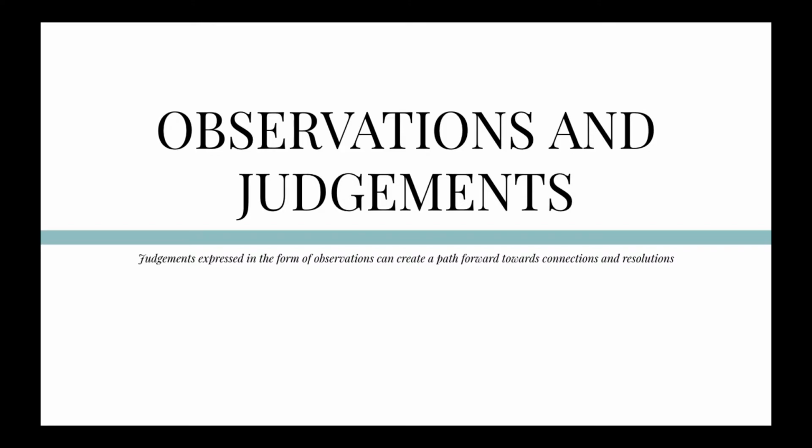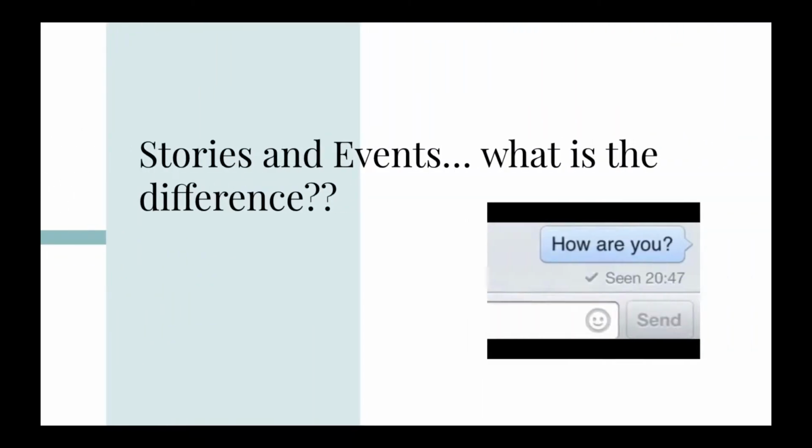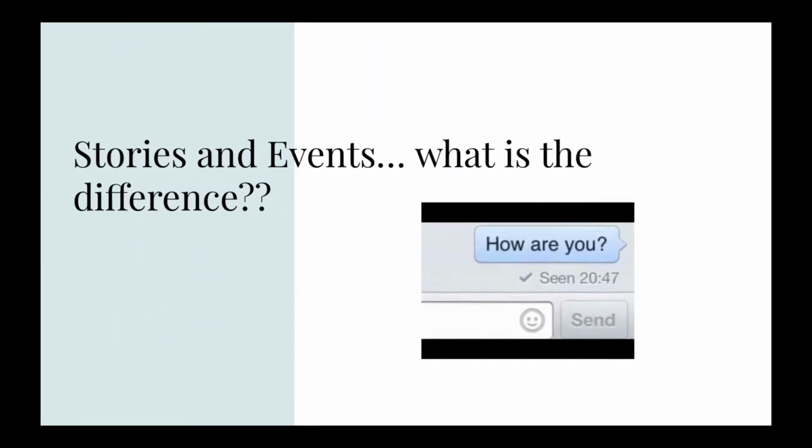One way to do this is to break our judgments down into components that don't contain the tone of blame. Let's explore together in this clip how we might do this. In order to learn to express our judgments without blame, it's good to first understand the difference between observations and judgments. To do this, it's helpful to remember the content that we covered in the first unit on stories and events.